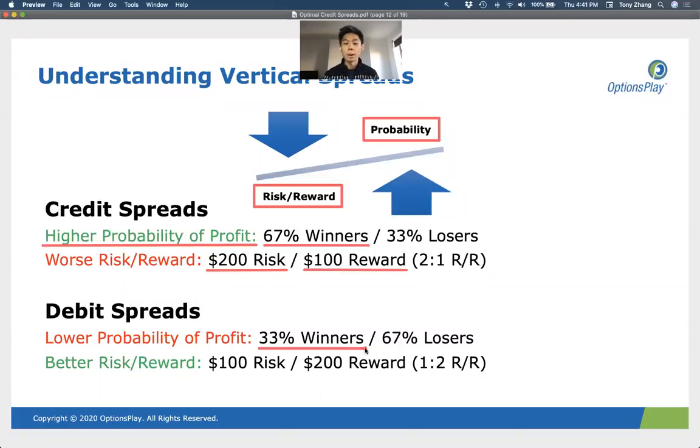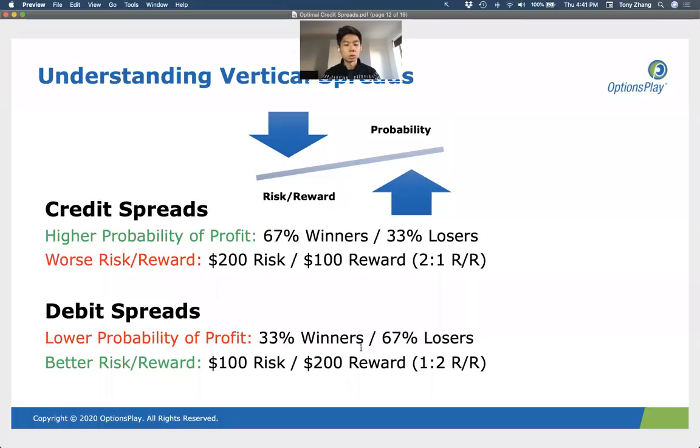With the trade-off of low probability is that you have better risk to reward. For most debit spreads, you're risking $100 to try to make $200. So your risk to reward are at polar opposites, if you will, and probability. And what you're trying to do is find a balance. Or within each strategy, what you're trying to do is maximize or give yourself an edge.